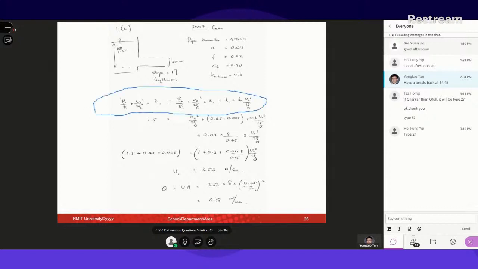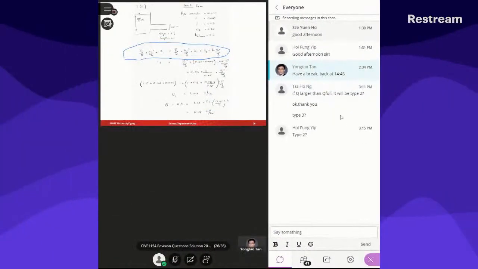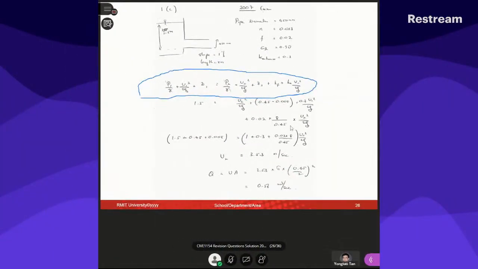So the Bernoulli equation means there are 3 types of energy for a steady flow. For the steady flow at each section, the sum of the 3 types of energy remains constant. So what are the 3 types of energy? Anyone remember the 3 types of energy in the Bernoulli equation?